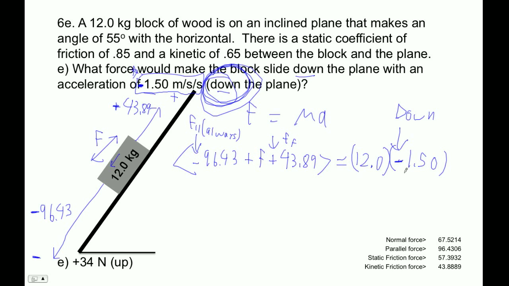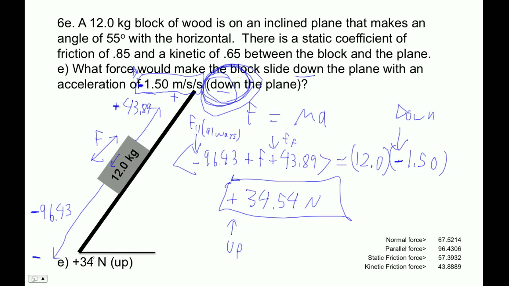Okay, so let's see. I guess we solve for F. What is that? That's going to be 12 times negative 1.5. Okay, and then I'm going to subtract this guy. And I'm going to add this guy. Yeah? Let's see what I get. 34.54. Positive 34.54 newtons, right? That means up the plane, unambiguously, if we solve for that, right?